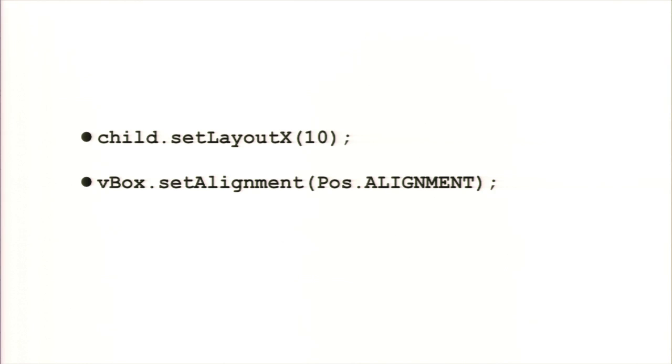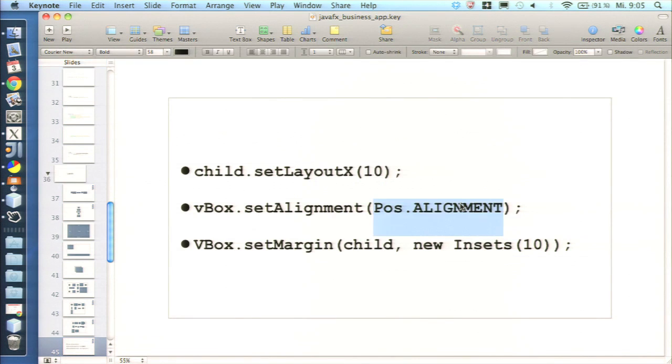Other properties are set on the container node. So for the VBox, if you want to set the alignment of all the children, you set that on the VBox directly. Oops, that's not really right. I'll have to fix it. So let's say this is center, for example. So I think that's possible position.